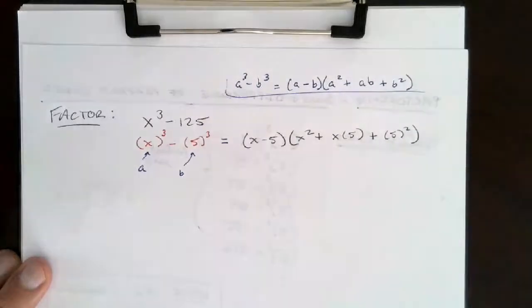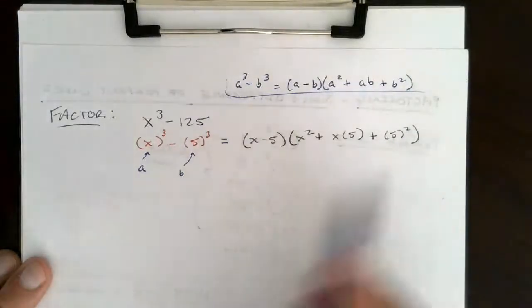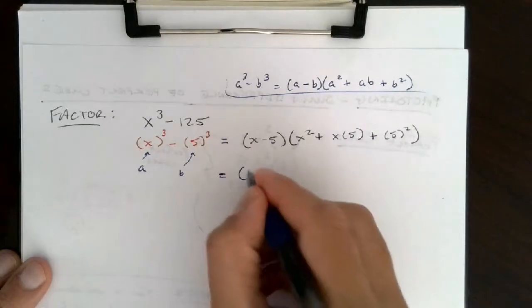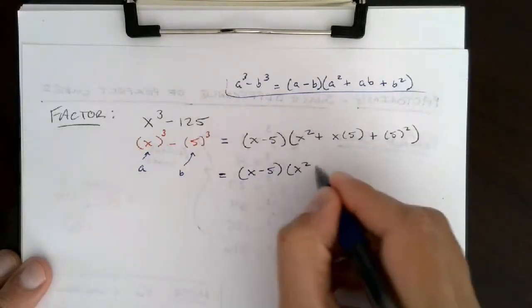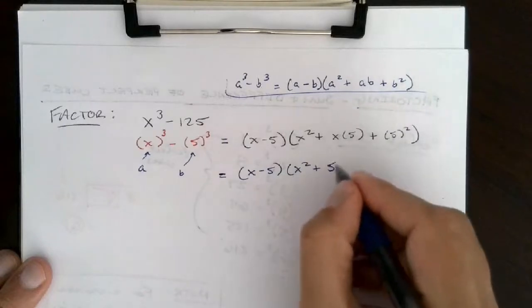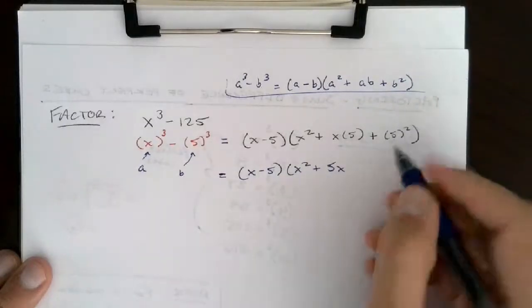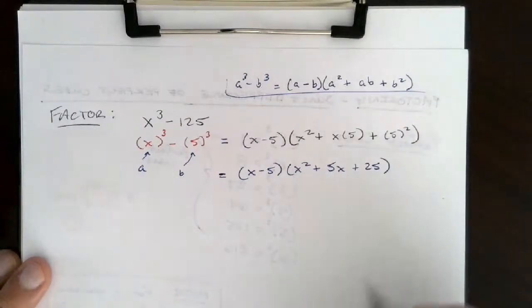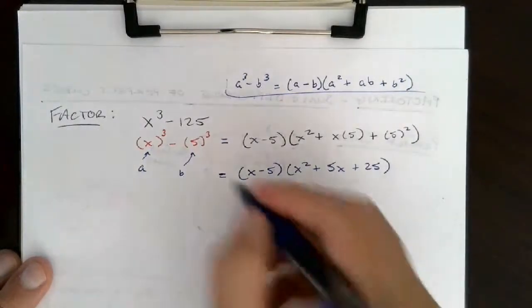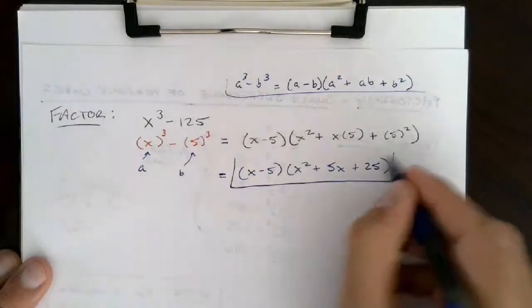Now we're going to simplify this, but we're following from this formula. So what does this give us? Well, when I factor this, we get x minus 5, times x squared plus x times 5, which is going to be 5x, and then plus 5 squared will be plus 25. And then we factored it. So we factored that difference of perfect cubes.